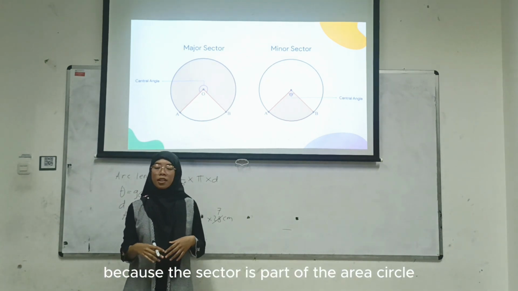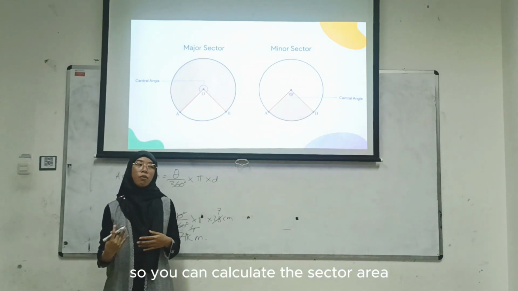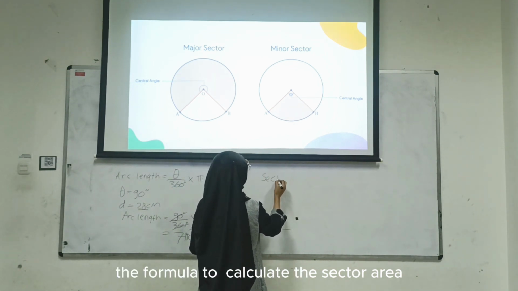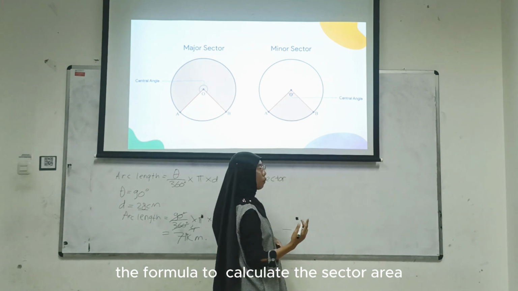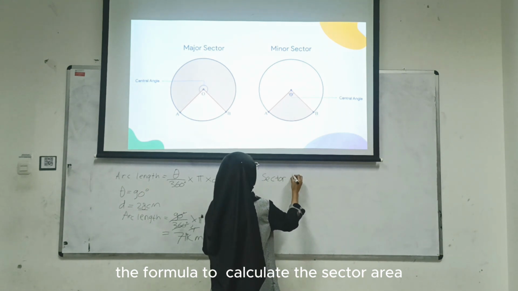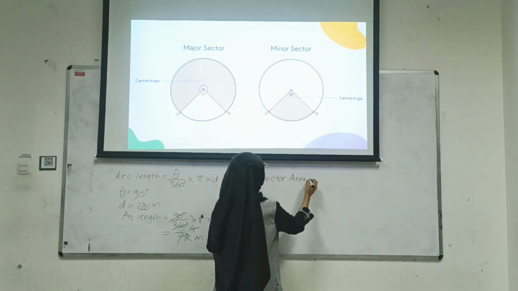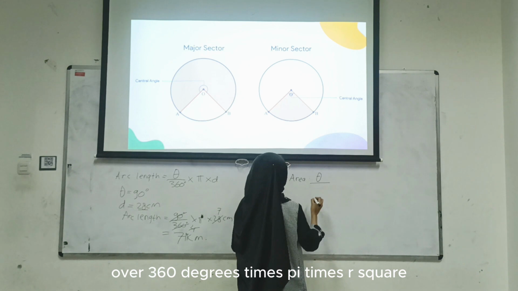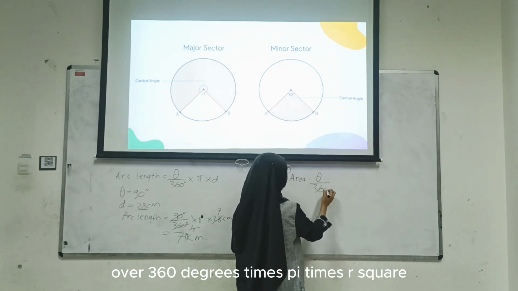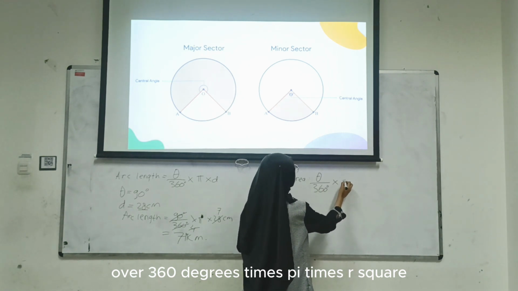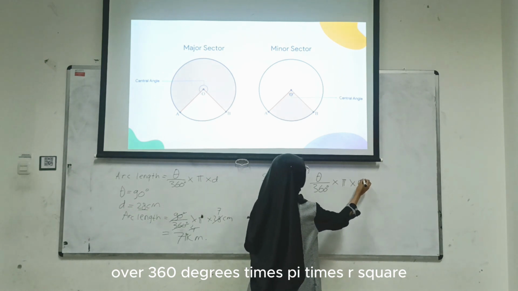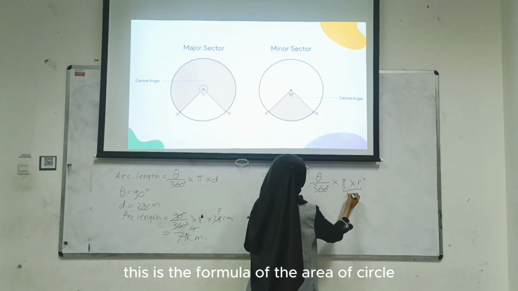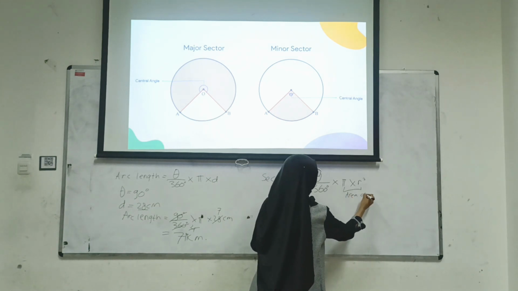Because the sector is part of the area of the circle, we can calculate the sector area also. The formula to calculate the sector area is theta, the central angle, over 360 degrees times pi times r squared. So this is the formula of the area of a circle.